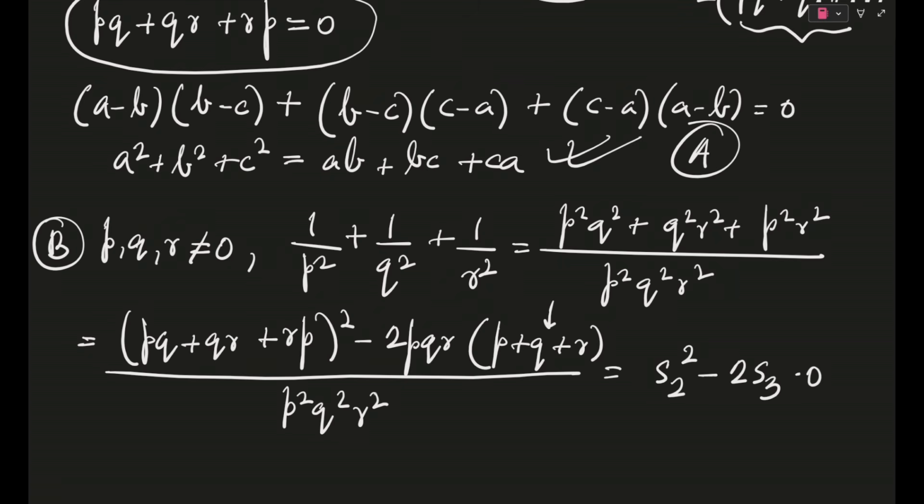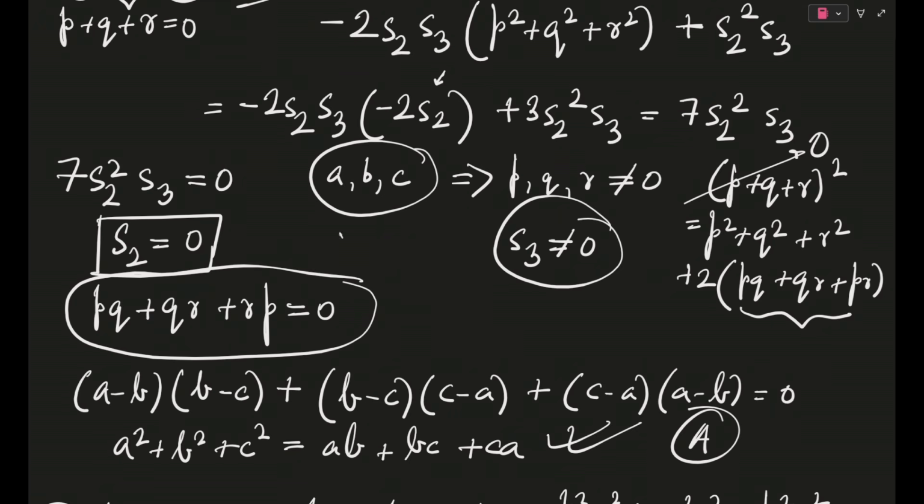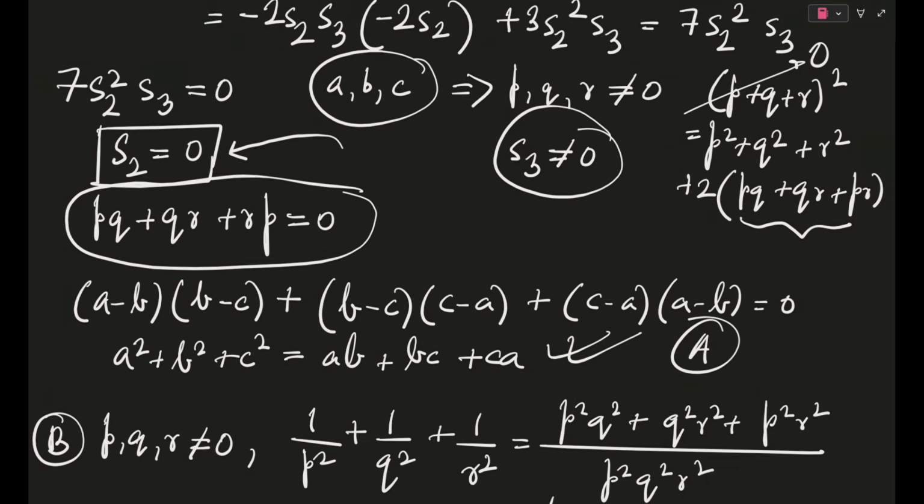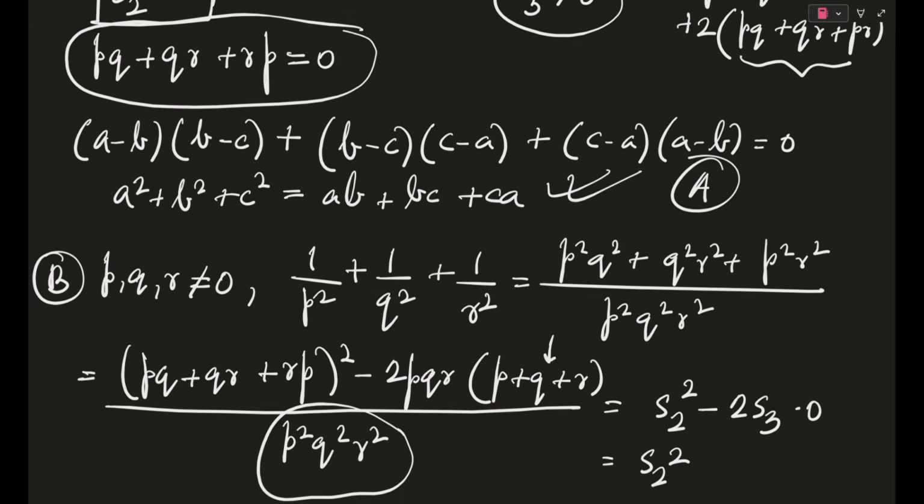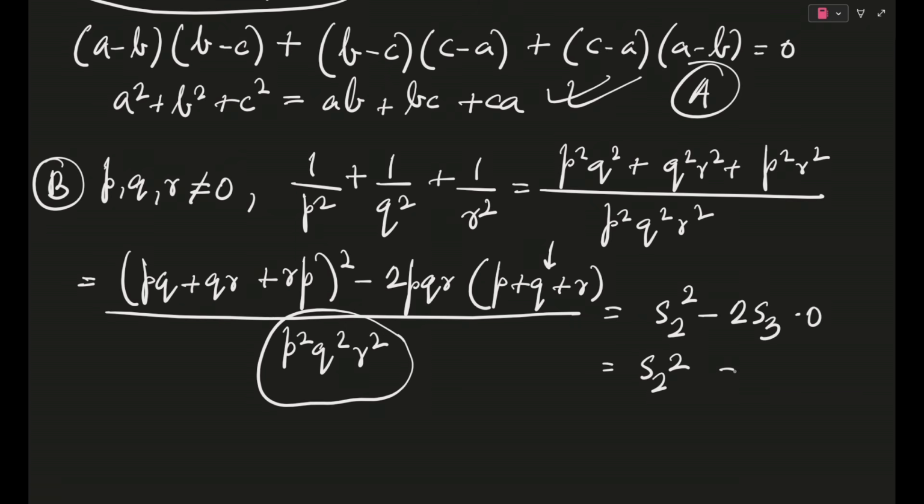So we don't actually need p square q square r square, okay? Because this thing, s2 square minus 2 s3, is coming out to be equal to s2 square itself. And we know something that I will show you: that s2 is 0. So s2 square is also basically 0, which means that this particular value is equal to 0.